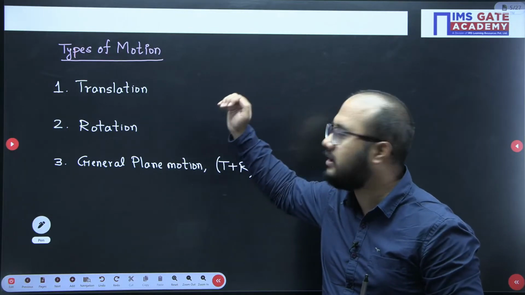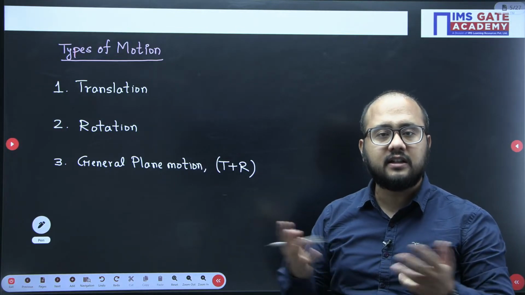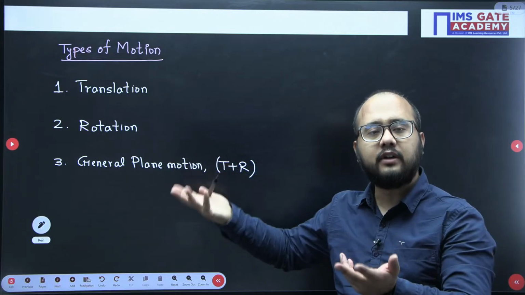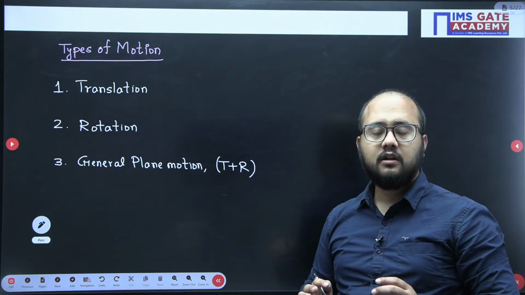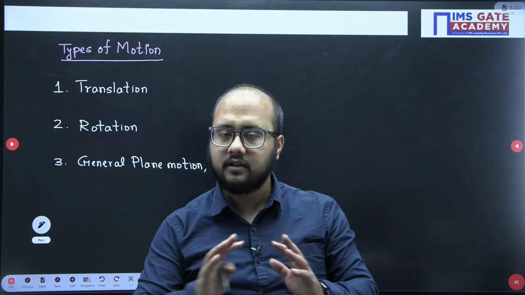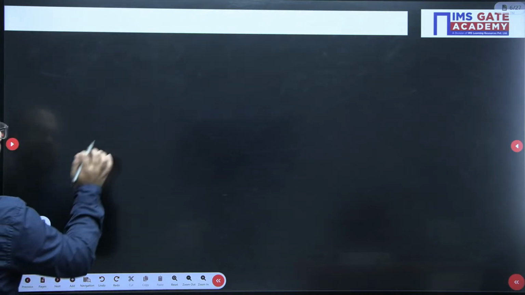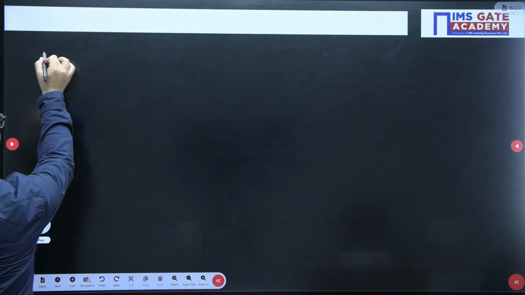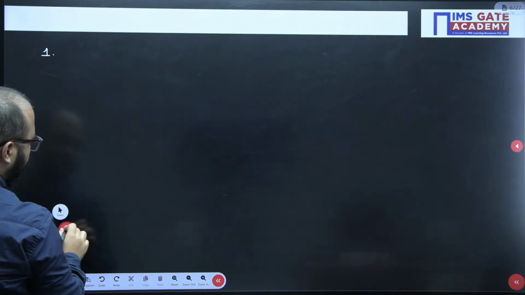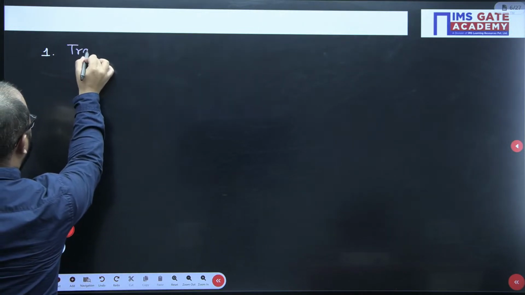Let's suppose it is having translation only. So what kind of velocity, accelerations, displacement will be there? That part we will discuss. If combination of translation and rotation is there, we'll see how we can calculate velocity and acceleration. Right? So that's why, first of all, I will discuss the translation part. Very basic thing. In engineering mechanics, we have discussed this part also. Let me write this translation here first.